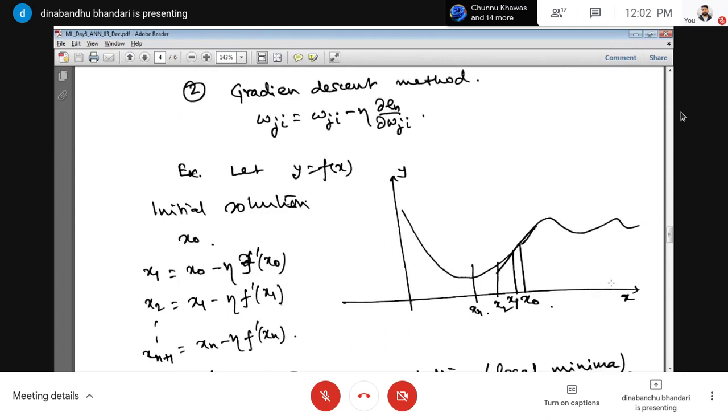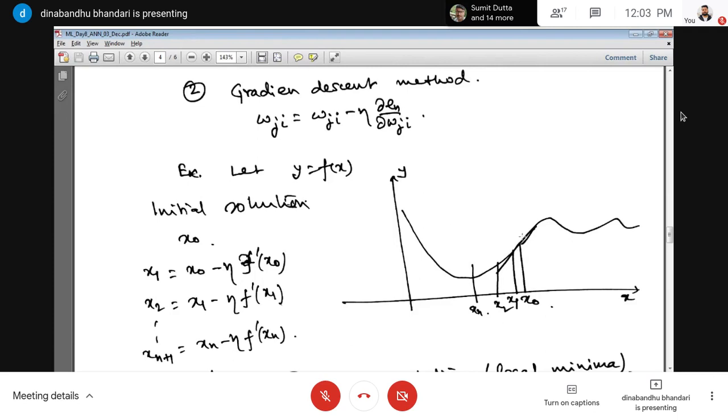Suppose we have a function in 2 dimensions. X is the independent variable, y is the dependent variable. This curve is y equal to f(x). Now we want to find the minimum. Here is the minima. First we assume a random value, an initial solution, that is x0. Then you draw a tangent at this point, and you go in the opposite direction of the tangent.